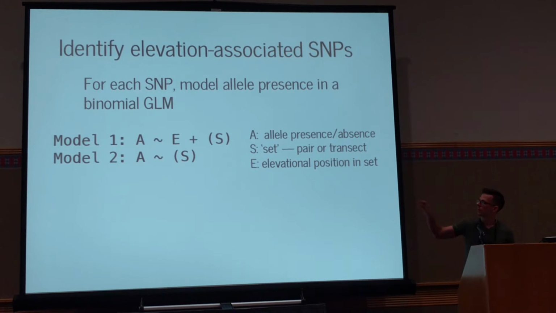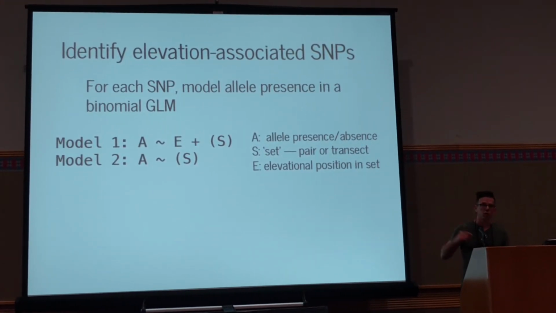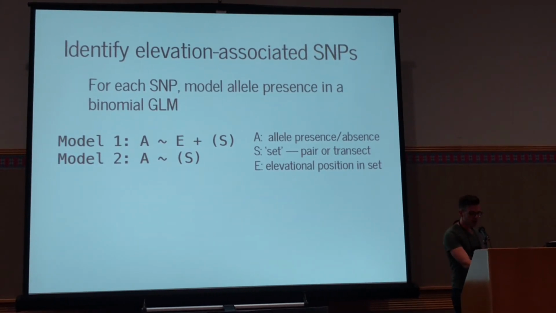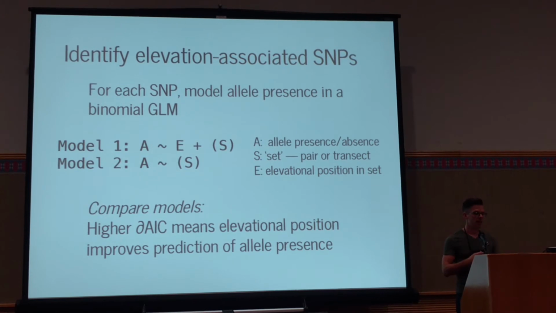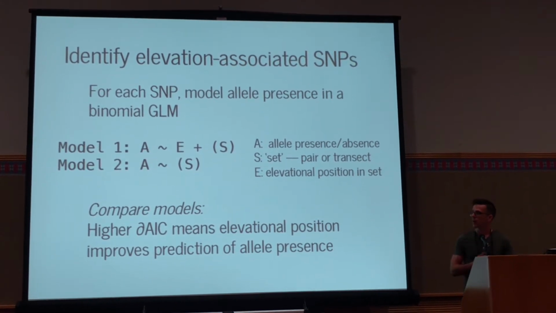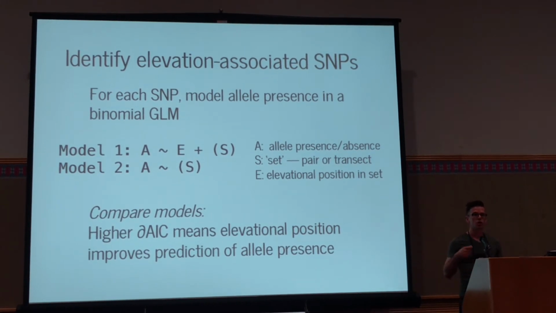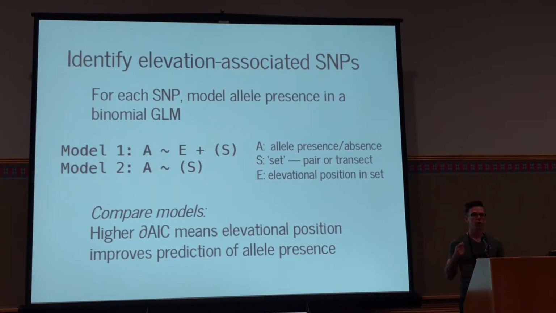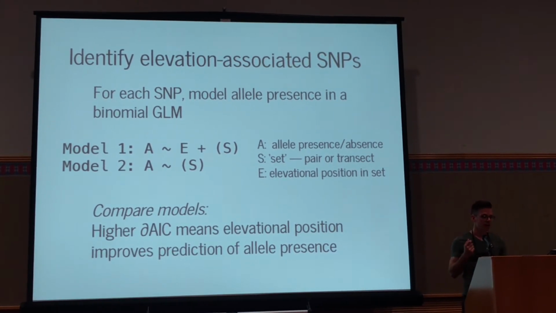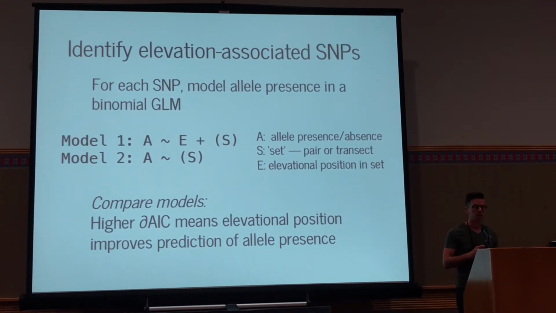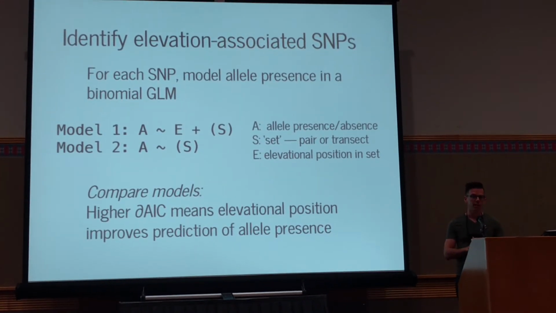So we assume there's some baseline difference in allele frequency among pairs and transects. And then in model two, as a null model, I'm fitting presence of allele as a function of just that random effect of pair or transect. And then if I make a formal model comparison, I set that up in such a way that a higher delta AIC value indicates that elevational position is contributing more to improve our prediction of the presence of the reference allele, not just in one pair or transect, but across all of the pairs or transects in the data set.